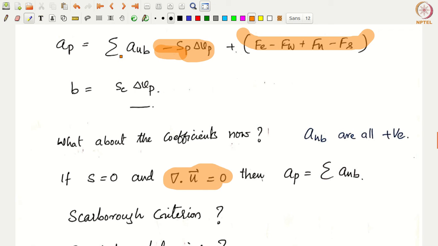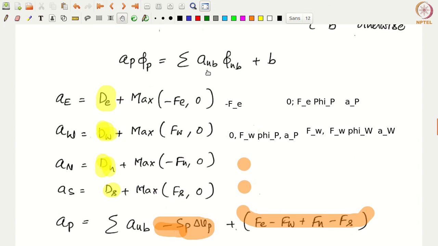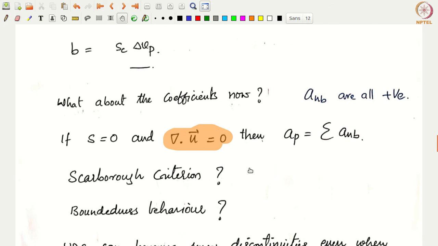In that context, what would be your AP? AP equals sigma NB, right? If there is no source term and the given flow field satisfies the continuity equation, then AP equals sigma NB. We also note that all the NBs are positive. That means AP equals sigma NB, and also we have AP Vp equals sigma NB Phi NB. So essentially it satisfies the Scarborough criteria, satisfied in equality.